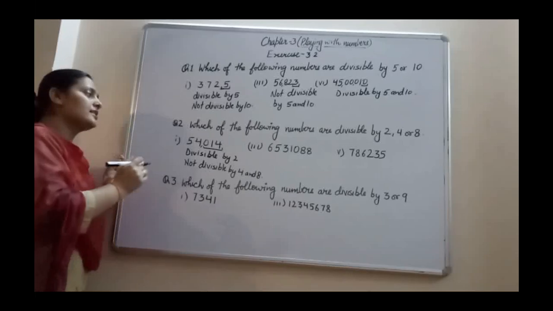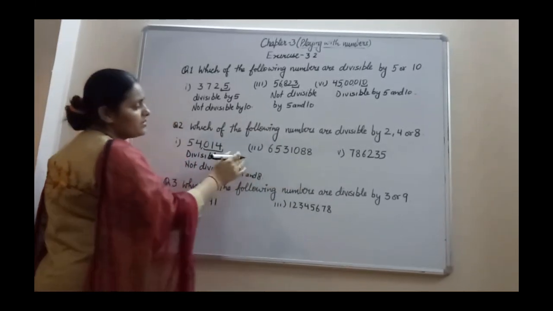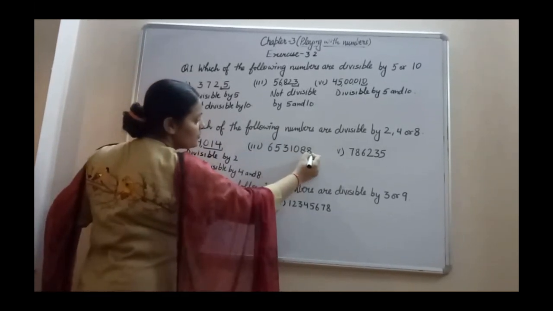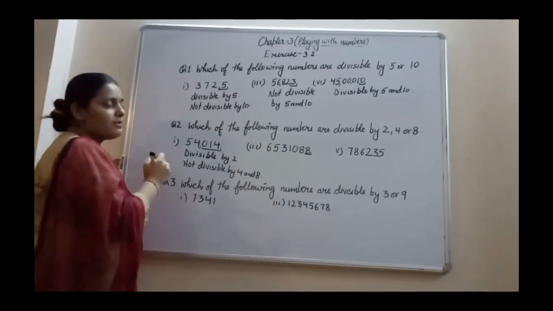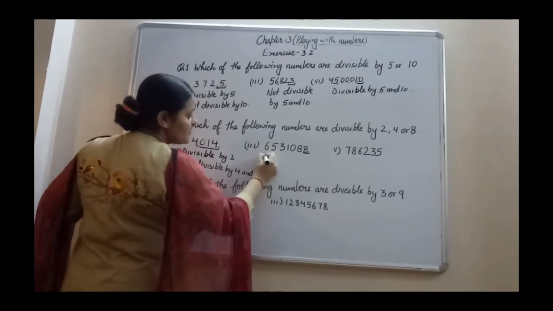Now let's move to another number. In this number we can clearly see that the last digit of the given number is 8. It means it is an even digit and this number is divisible by 2.